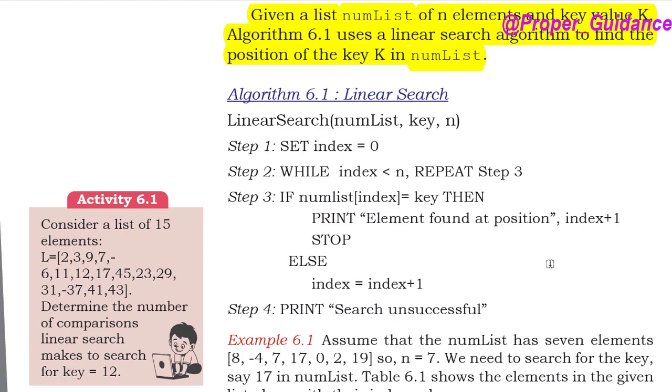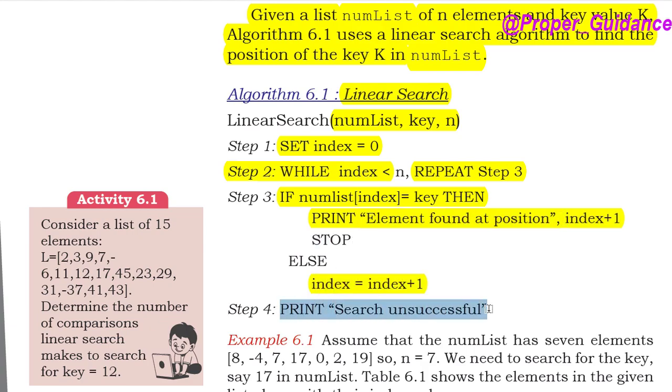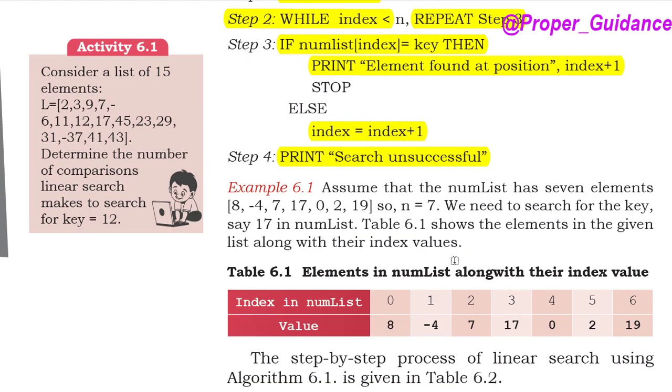Now see, algorithm for linear search. Linear search, num list, key, n. Step 1, set index equals to 0. Step 2, while index less than n, repeat. Step 3, if num list index equals to key, then print element found at position index plus 1, then stop. Else index equals to index plus 1. Print search unsuccessful. Okay, so this is the algorithm. Algorithm means this is the way how to execute the program, the steps, the recipe of the program actually.